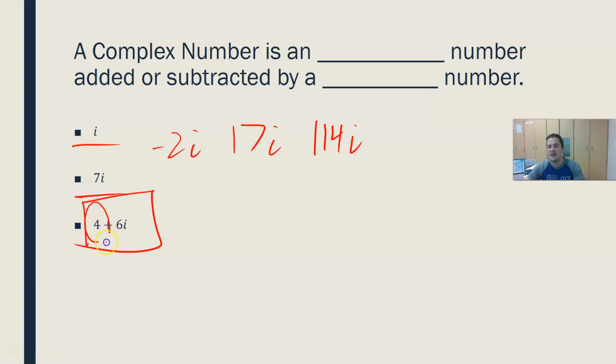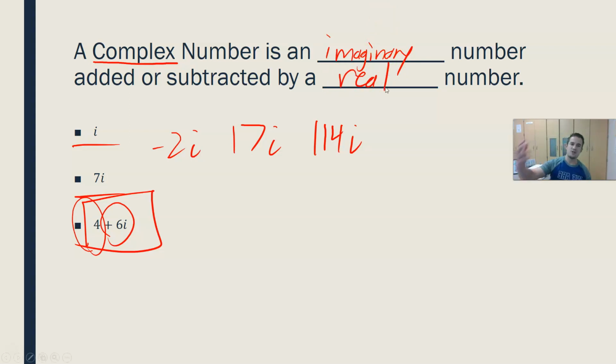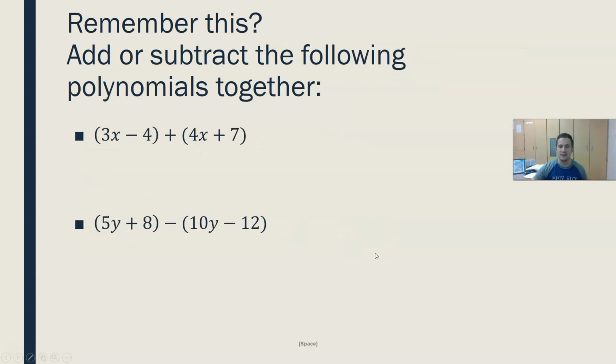What about if I have a real number, like 4, added with an imaginary number? What is that going to be? Well, we're going to call that a complex number. So a complex number is an imaginary number added or subtracted by a real number. So when I have an imaginary number, something with an i, added or subtracted with a real number, like 3, for example, that would be a complex number. Okay? So we're introducing a whole new world of numbers here with imaginary and complex numbers.